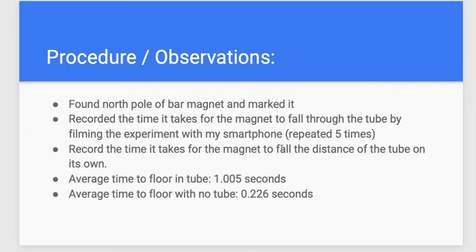my lab procedure. So the average time to the floor in the tube was just over 1 second, and the average time to the floor with no tube was around 1/4 of a second. So as you can see, it's a pretty drastic effect that the presence of the metal tube has on the time it takes for the magnet to fall.